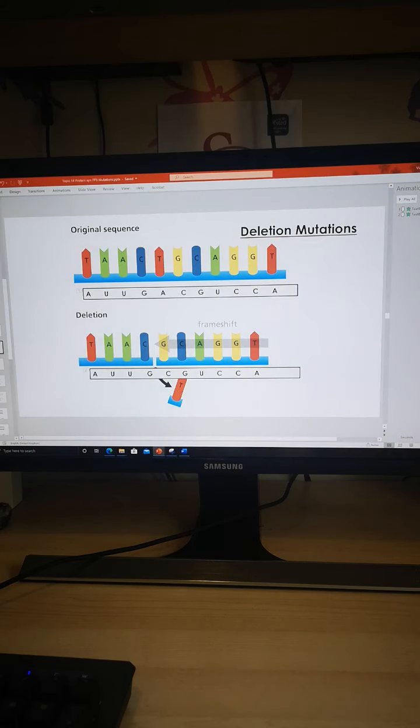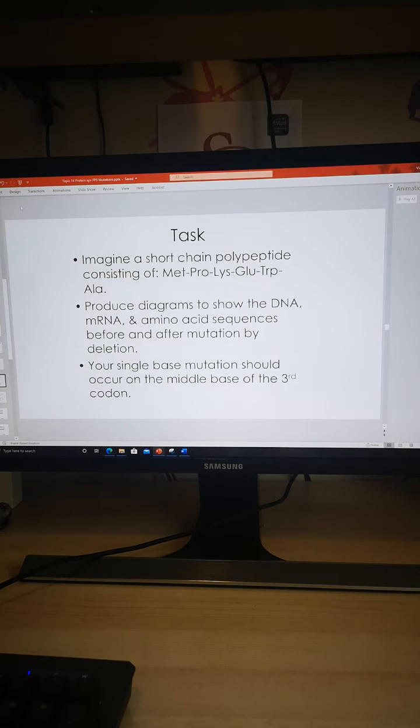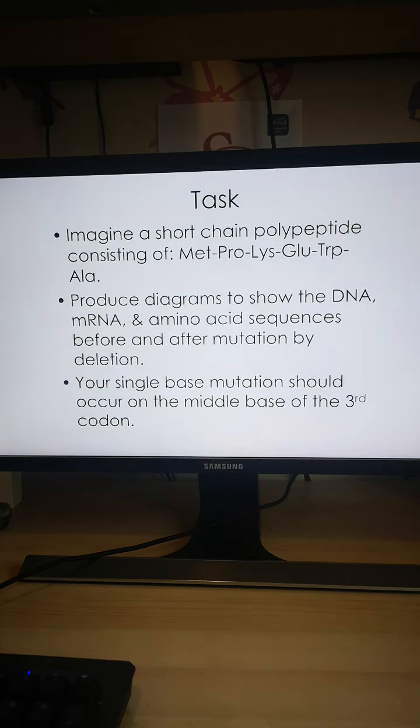Okay, right, so we want to check our understanding of deletion mutation. I've got a bit of a challenge for you. If you imagine a chain now: Met, Pro, Lys, Glu, Trp, Ala. So it is 6 amino acids in length. I'm going to ask you to produce your diagrams to show the DNA code that will code for those amino acids. Different people will pick slightly different triplets, and that's okay. If you're not feeling very confident about this, that's fine. You can just let the video play and do the same one as me, if you like.